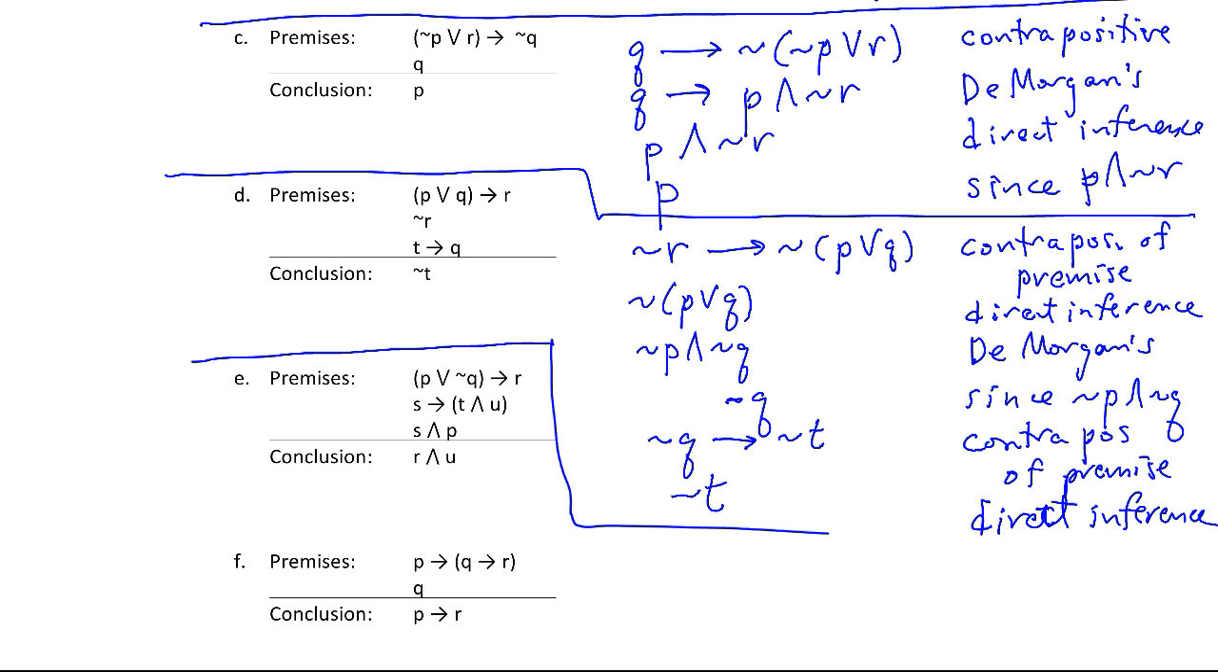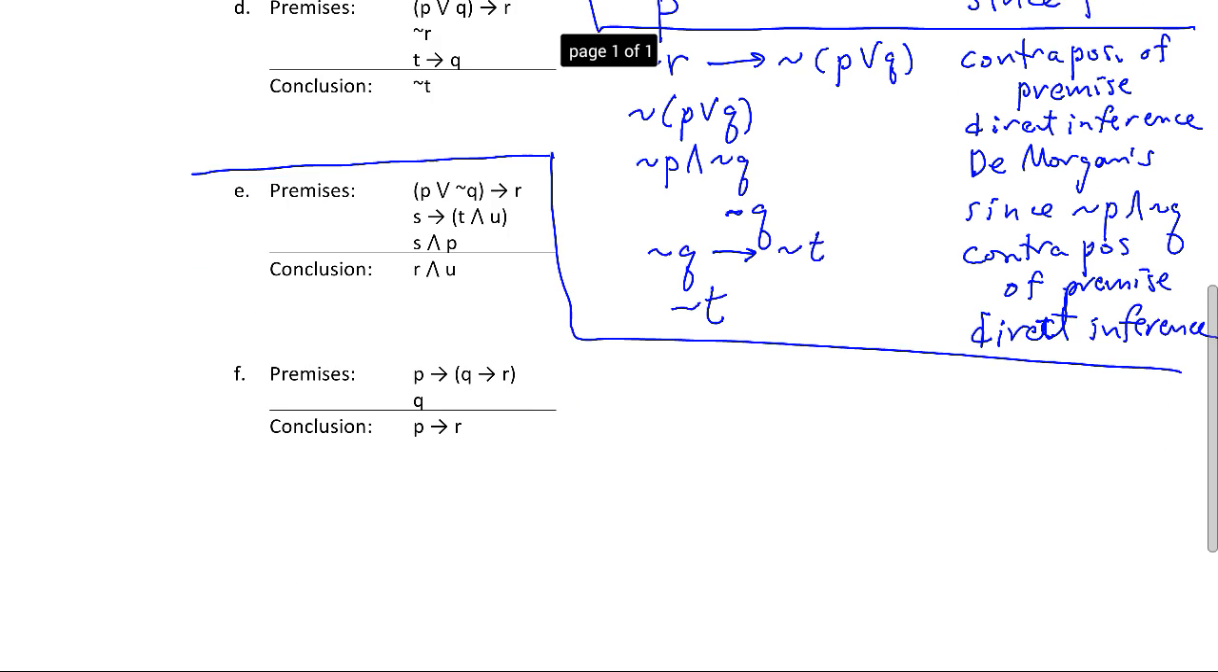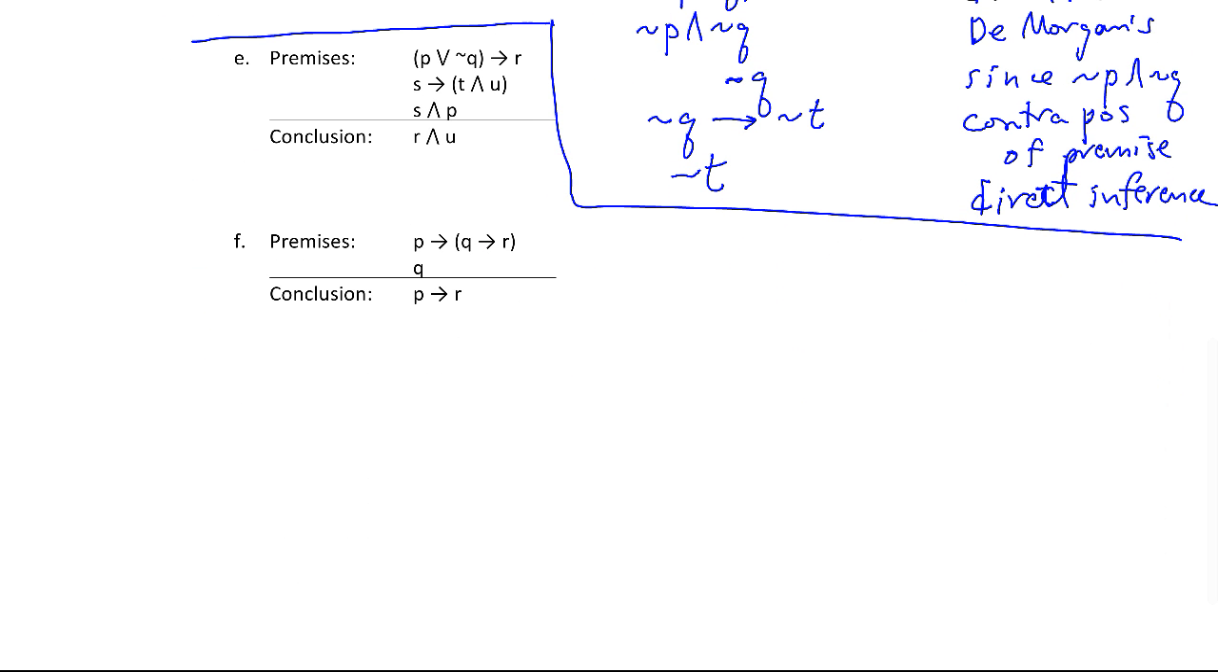And now I'm starting to run out of room a little bit here, but I think I have enough. Okay, let's see if we can see our way through part E. Oh boy, I need to conclude both R and U. Well, I can get R from this, from if I have P and not P or not Q. Here we go. I have both S and P. So I can conclude P, and that gives me P or not Q, and that gives me R. And from S, I get T and U, which means U is true, and so I have both R and U, and I can finish it off that way.